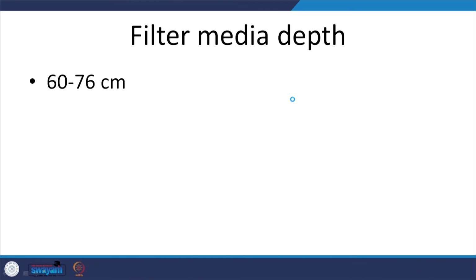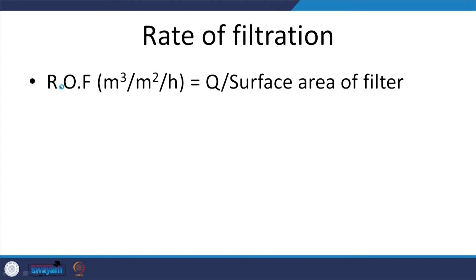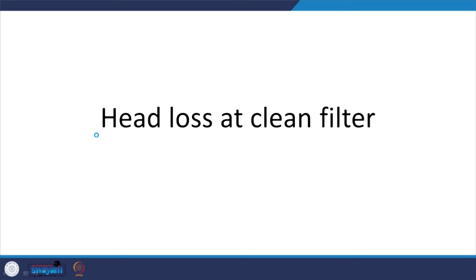Filter media depths are typically 60 to 75 centimeters, with a minimum of around 60 centimeters typically. The rate of filtration, which we came across earlier, is Q by the surface area of the filter. I think I already mentioned this. Units are meter cube per meter square per hour, so effectively they come out to be meters per hour, dimension per time. Then, head loss at the clean filter.